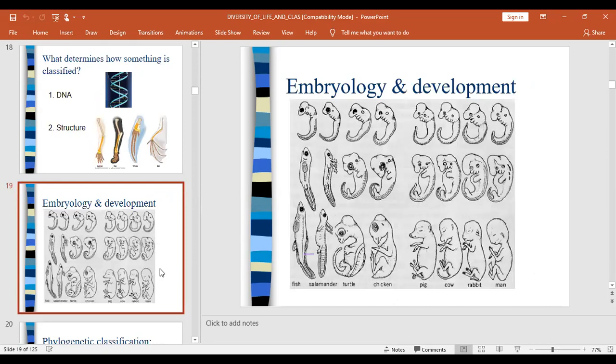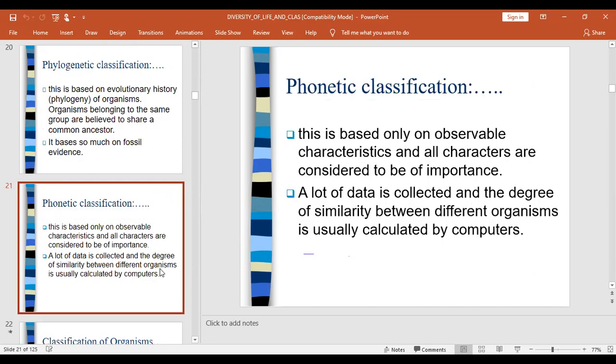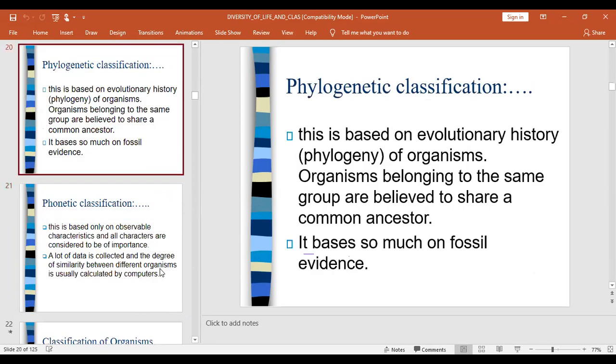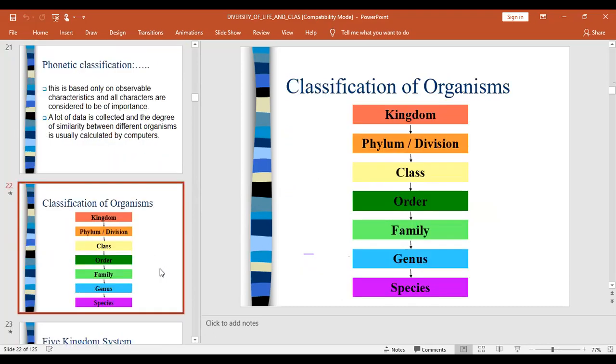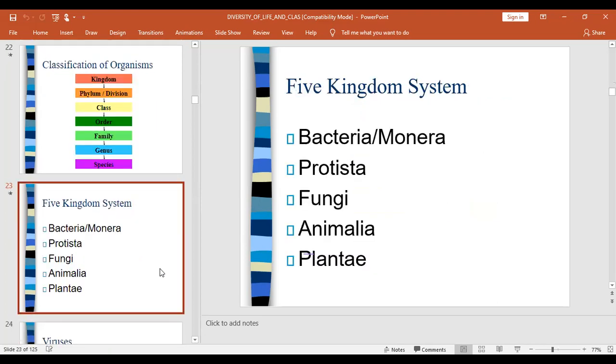Now, we may not go into the details of phylogenetic classification, but it normally talks about the history of the organisms. And that is only discovered when we look at the fossils. Now, we are going to look at the 5 kingdom system.